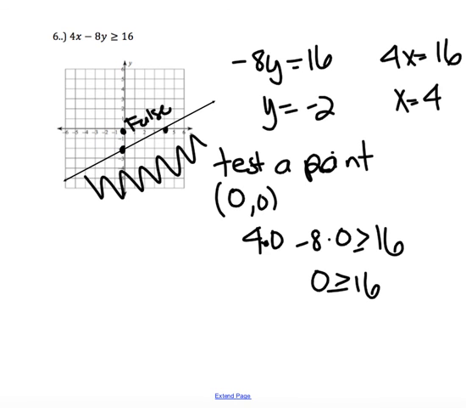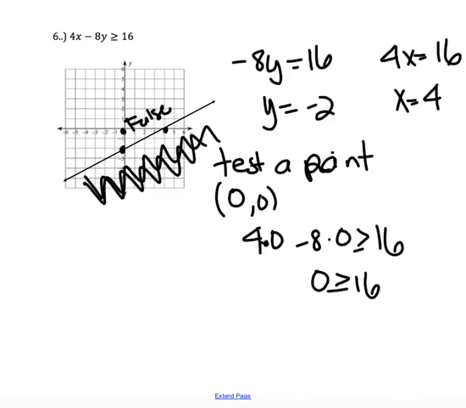In both of our examples, when we tested 0, 0, it ended up being false. If 0, 0 is true, you will shade that side where 0, 0 is, as we want to shade all of the values that are true.